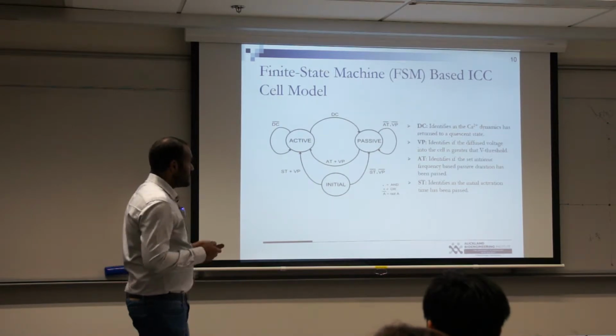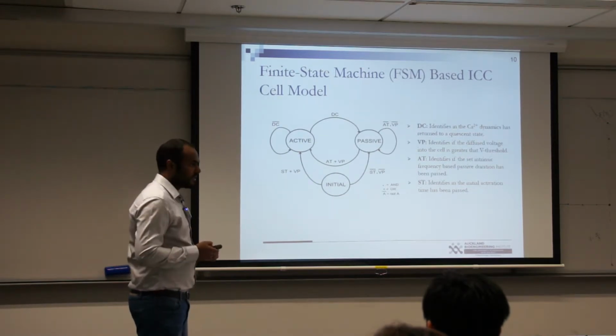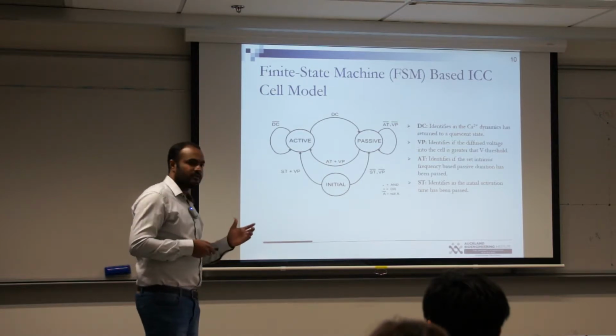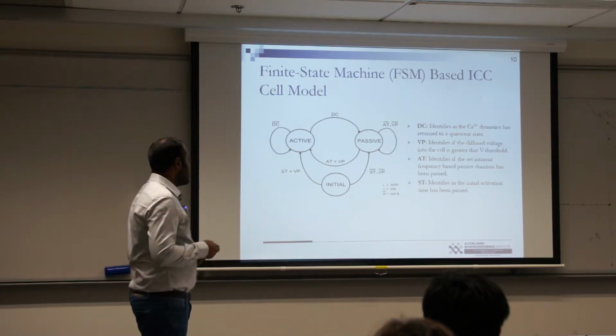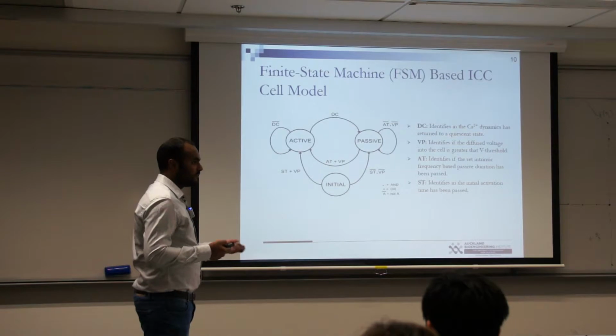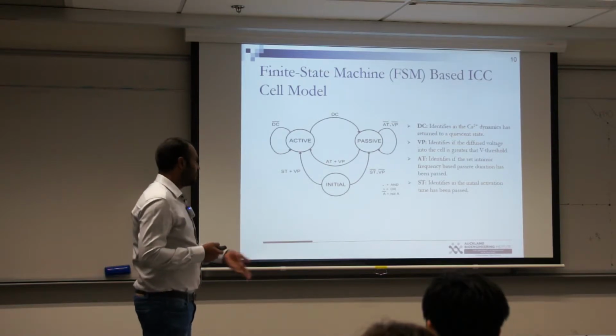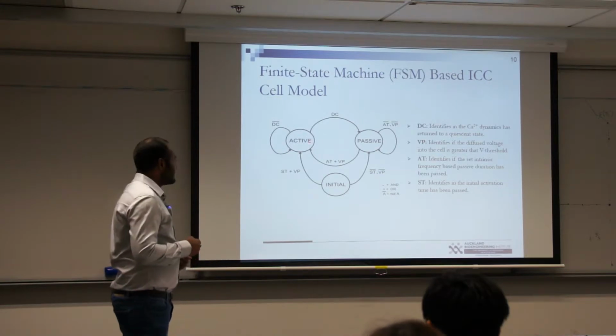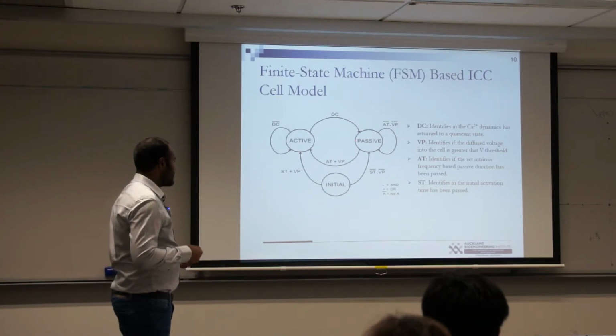So this is the finite state machine state transition diagram, which controls the inclusion and exclusion of the ionic dynamics. We assume there are 3 states. One is the initial state, maybe the beginning of the cell or something like that. This is the active state. This is a passive state.